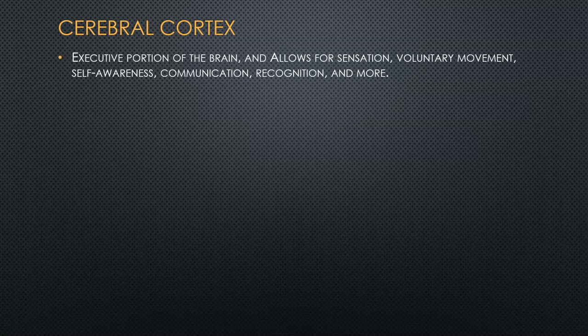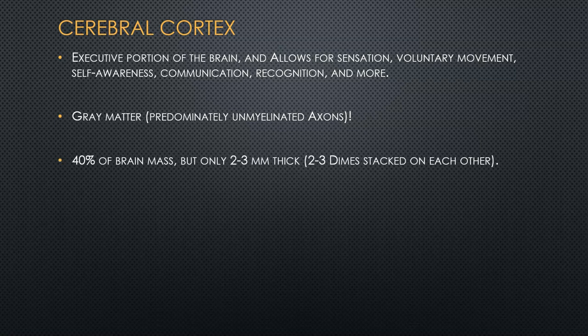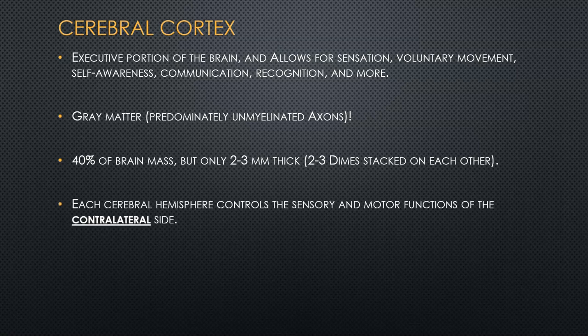Now let's talk about the cerebral cortex. The cerebral cortex is the executive portion of the brain, and it allows for sensation, voluntary movement, self-awareness, communication, recognition, really too many things to list here. It's made up of gray matter, which is predominantly unmyelinated axons, remember. 40% of the brain mass is cerebral cortex, but only 2 to 3 millimeters thick, which is like 2 to 3 dimes stacked on each other.